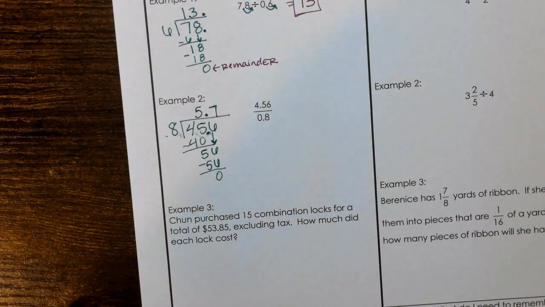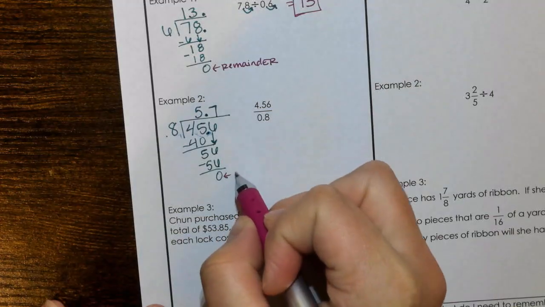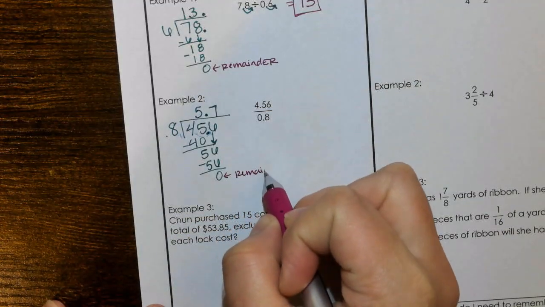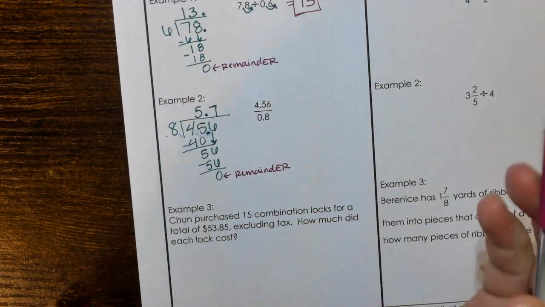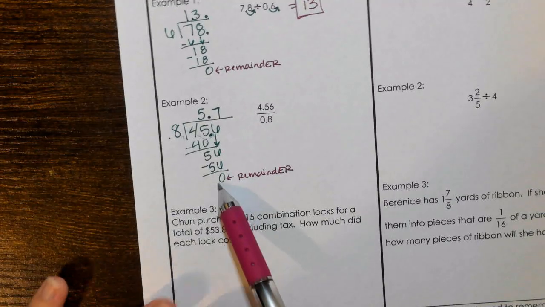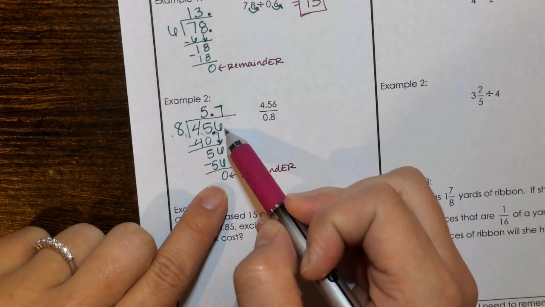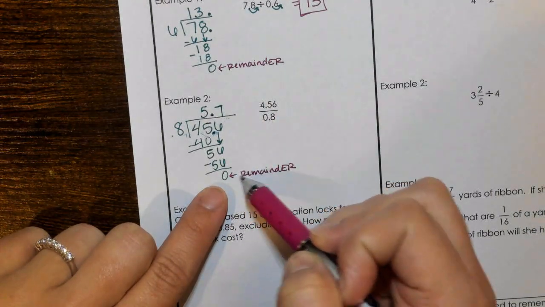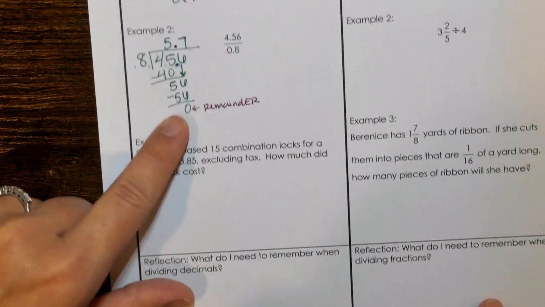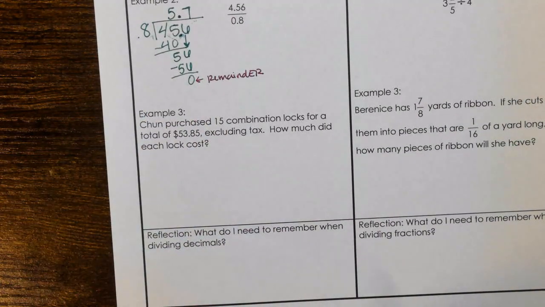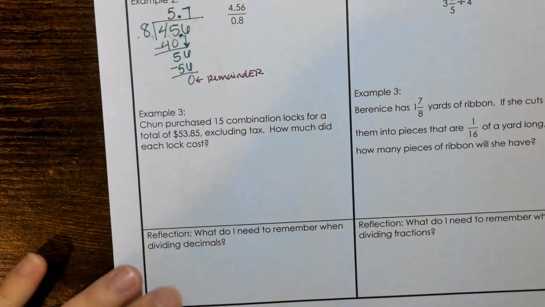This is my remainder. My remainder will not always be 0. I might have a 1 here, and in that case, I would have to add a 0 and bring it down. All right, let's try our word problem, and then we're going to have a quick reflection.